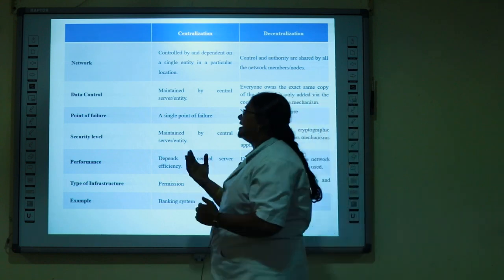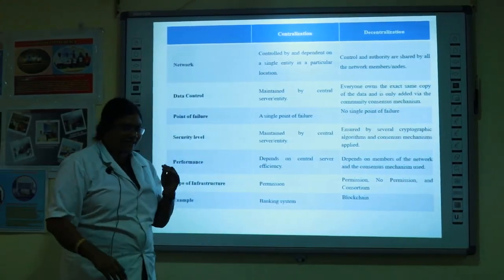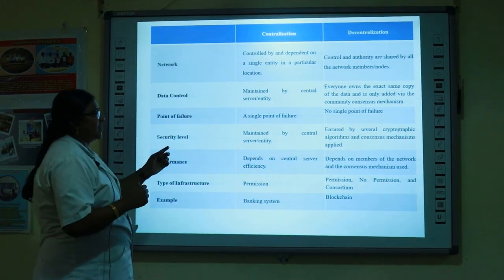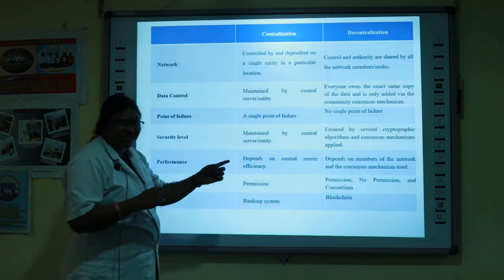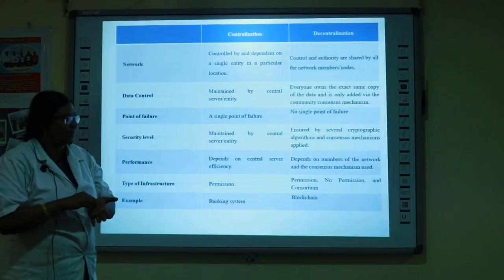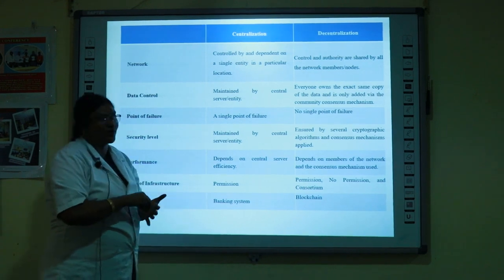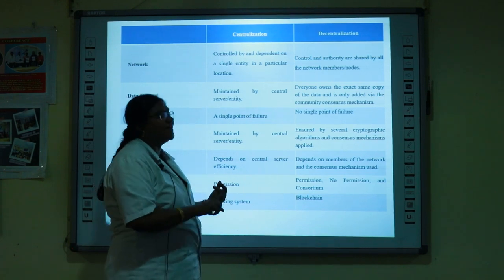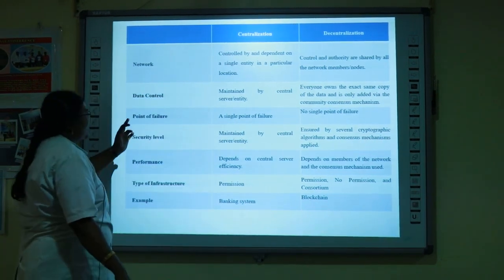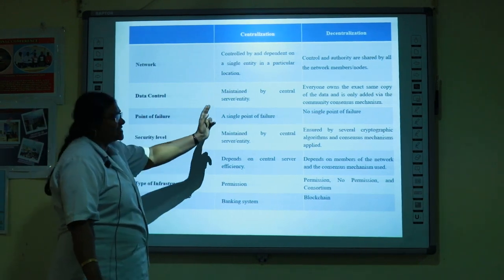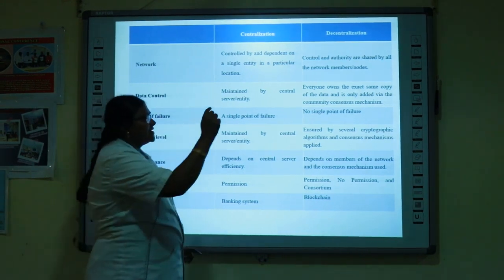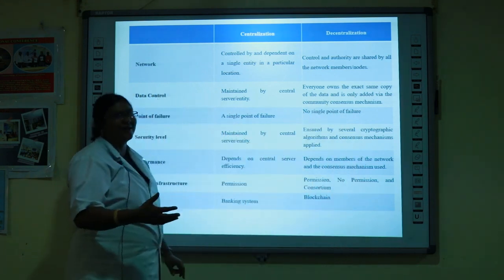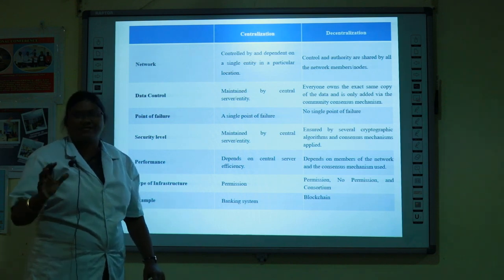Now we are going to see the differences between centralization and decentralization. First we take networking. In the network, we control. In centralization, there is a control person, a server and clients for particular locations. But in decentralization, it is all shared. Authority and control are shared. And then data control. The data is controlled by the server only in centralization. In decentralization, everyone has a copy of the data. So anyone can add to it and we can verify it through consensus mechanisms.